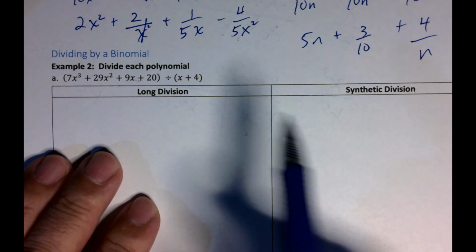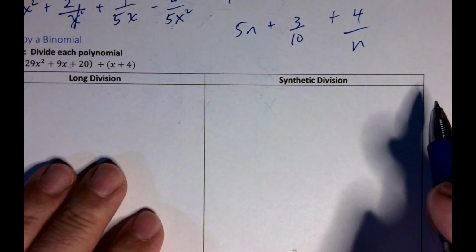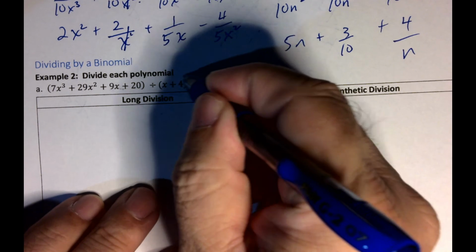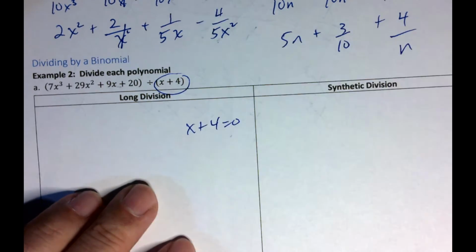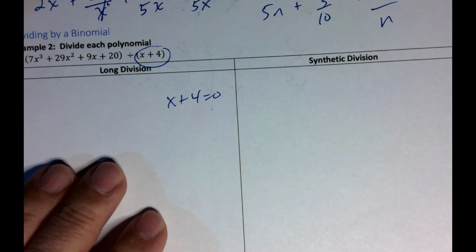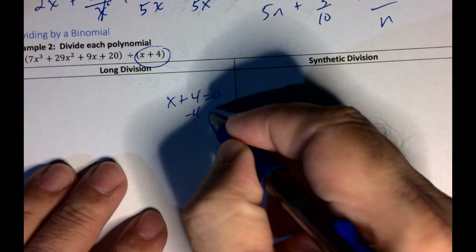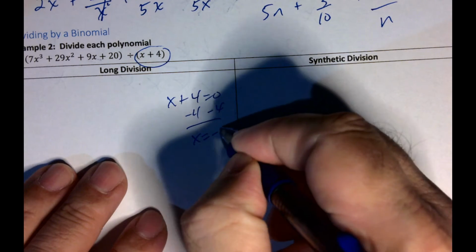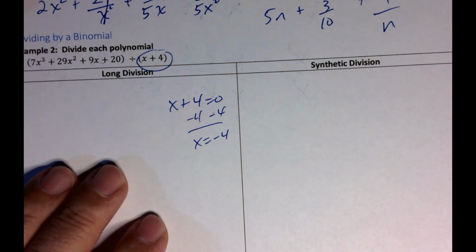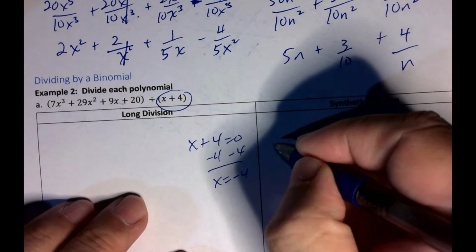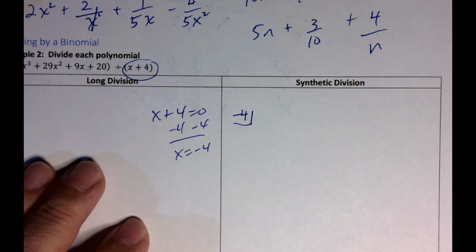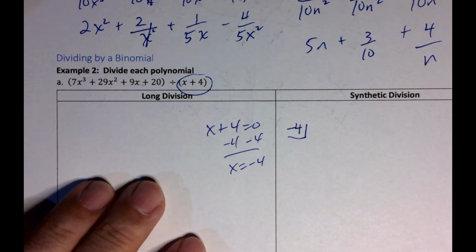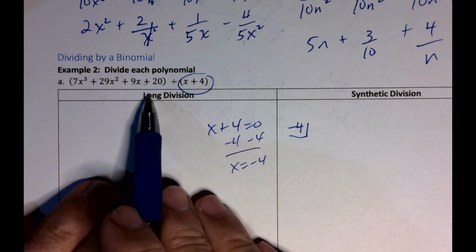Now, how does that work? Okay, so first thing we're going to do is we're going to take this x plus 4, set it equal to 0, and solve. And many of you can do this in your head, which is great. All right, so I subtract 4, I get x equals -4. And what we're going to do with this is write it over here, -4, and put it in a little box. So we put the -4 in a little box. All right, and this is the problem we're doing, example 2a.